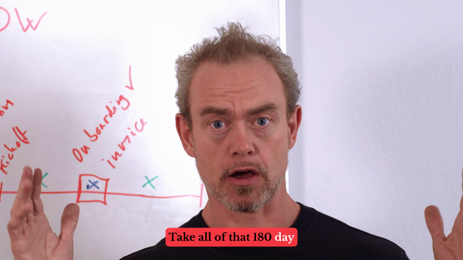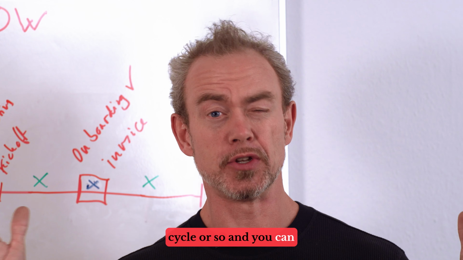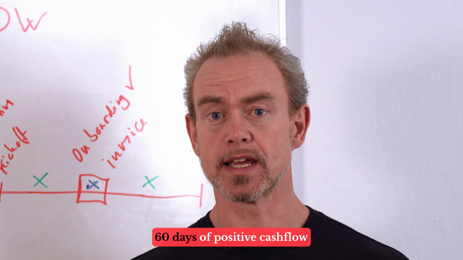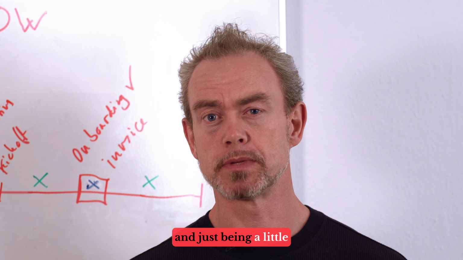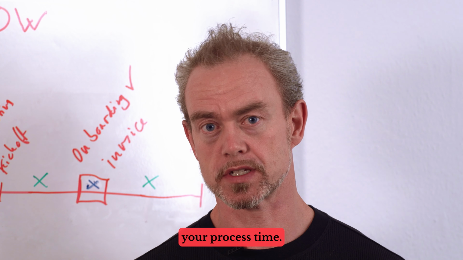Take all of that, 180-day cycle or so, and you can probably shave off at least 60 days of positive cash flow by just removing dead time and just being a little bit more efficient with your process time.